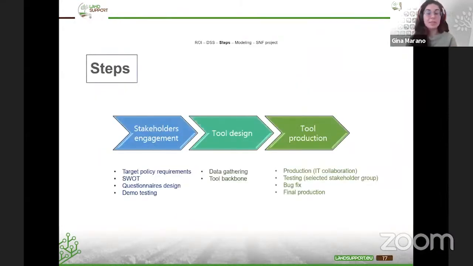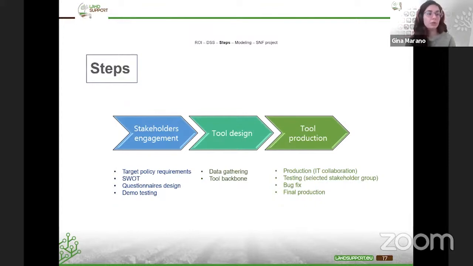Then we took some steps forward because we identified the stakeholders, who they were, and we designed some ad hoc questionnaires for them. What would they have needed? Which kind of data? Which kind of information was available? And so forth. We did a little bit of demo with a first simple tool. We designed a more complex tool, so we reconstructed a new tool backbone, and we put our heads on the production phase. So the IT collaboration with Arespace was fundamental here.